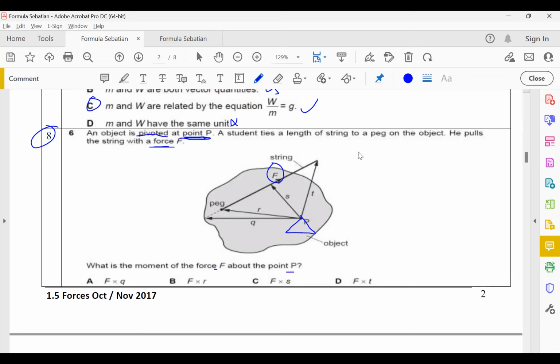If you're talking about moments, what's the formula for moments again? What dictates a moment? Something times what? Yes, very good. It's force times perpendicular distance. This force, the only one that is perpendicular is this one. This is definitely not perpendicular, not perpendicular, and not perpendicular. So the answer can be no other than C.